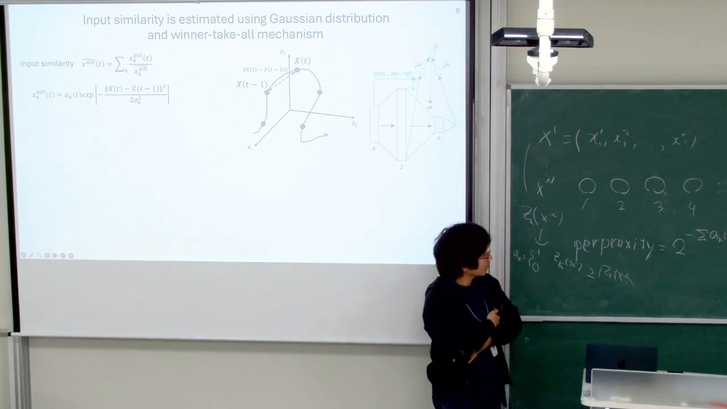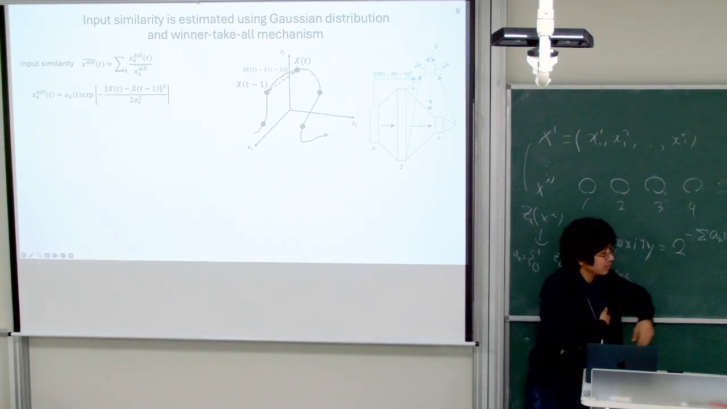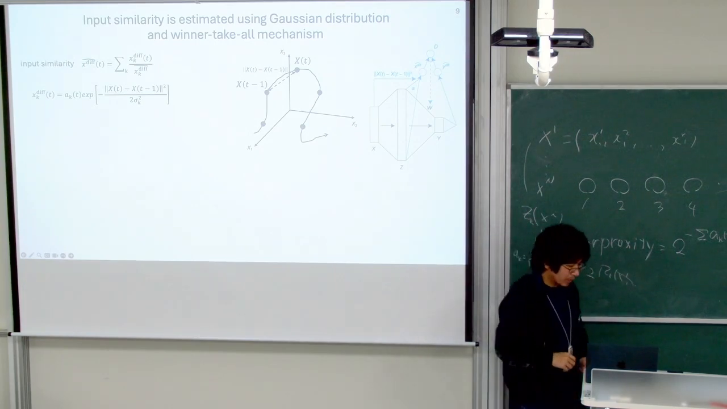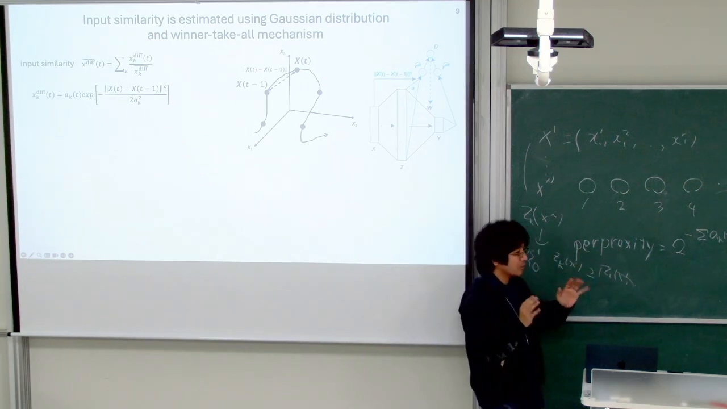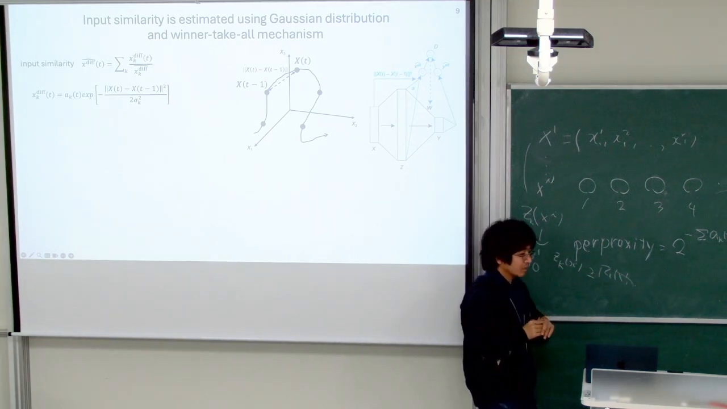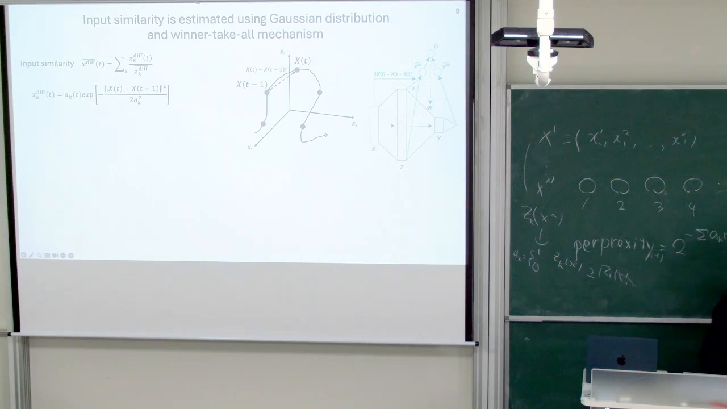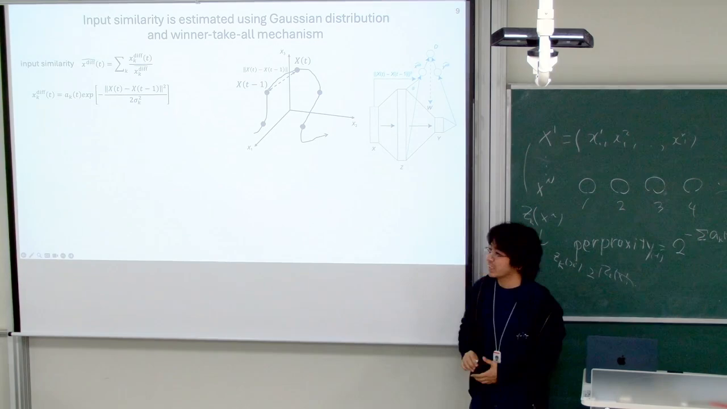Do we add this for all T or all K? What is the sigma meaning? K. Perplexity is defined for each T. Perplexity depends on time. Okay. Sigma depends on time then? Yeah, I think sigma also depends on time.